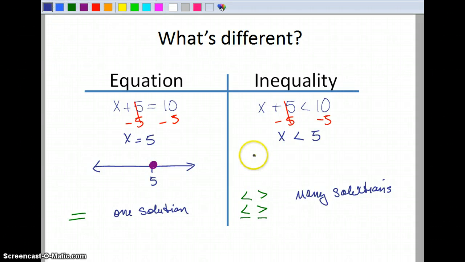Now when I graph an inequality, remember I have many solutions and I have to take that into account. So when I have my line graph, again 5 is my important point. This one it's less than, so I'm going to have an open circle, and then I'm going to have shading because I need to show that, hey, there's a lot of answers for this one. It could be 4, 3, 2.2. Anything that's smaller than 5 is going to be a solution.